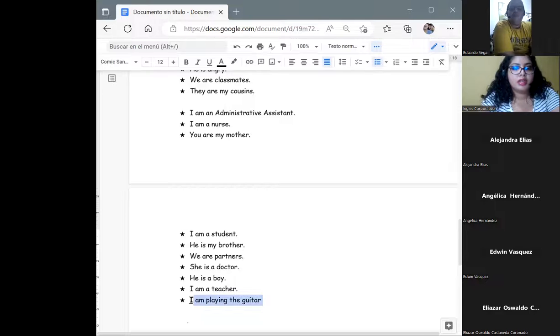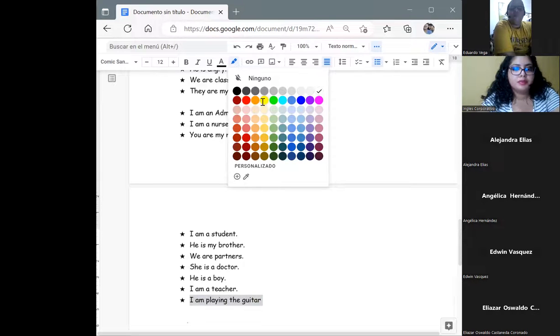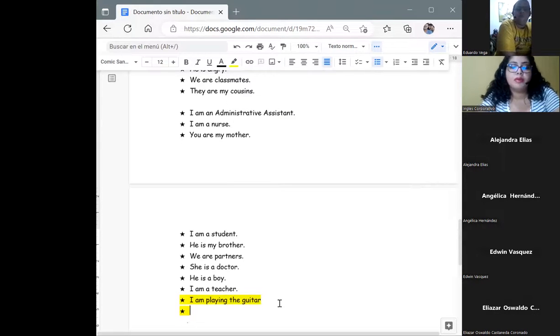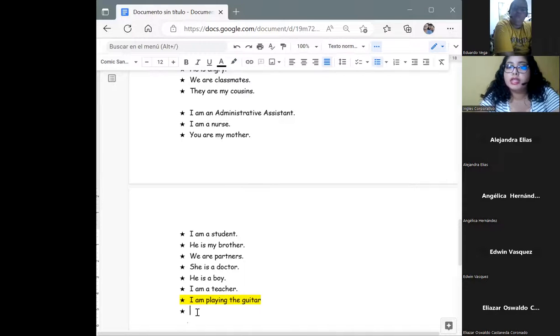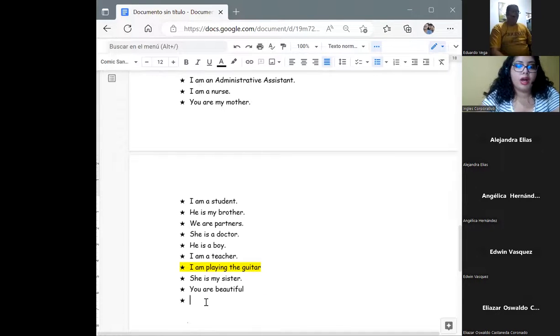So the difference is that in the case of the verb, we are going to add the ing form. Le agregamos ing al verbo para hacerlo continuo. Then, she is my sister. Then we have, you are beautiful. She is my wife.